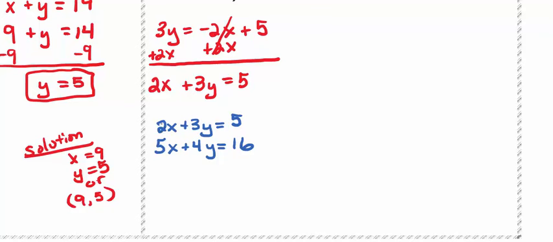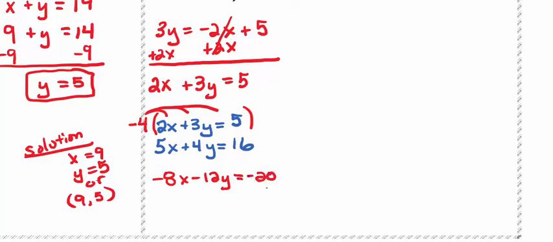Okay, so I have to choose one of these y's to be negative 12, one of them to be positive 12. So let's go with the first equation. Let's change that into a negative 12. How do I do that? Multiply 3 by negative 4, because negative 4 times 3 is negative 12. All right, so now I'm going to be distributing. What this will give me is negative 8x minus 12y equals negative 20.